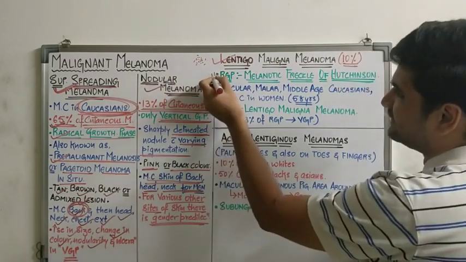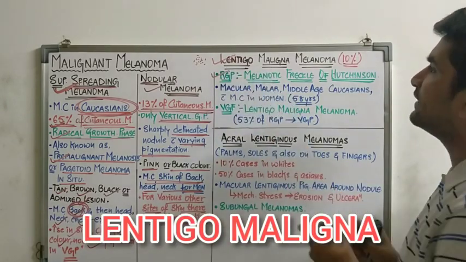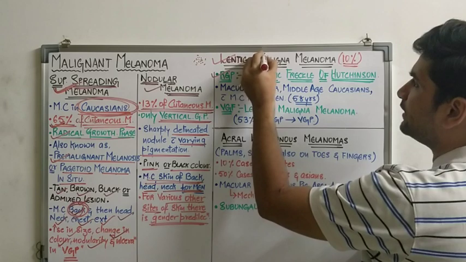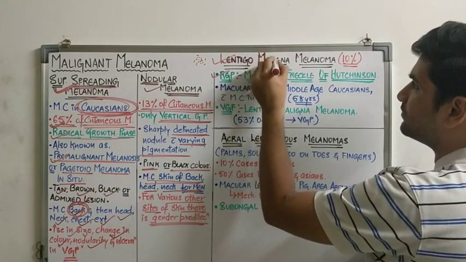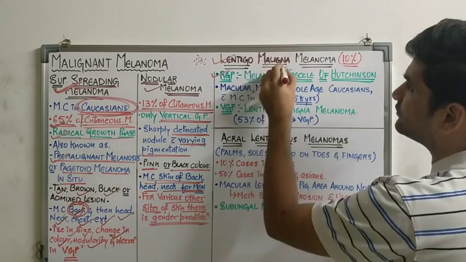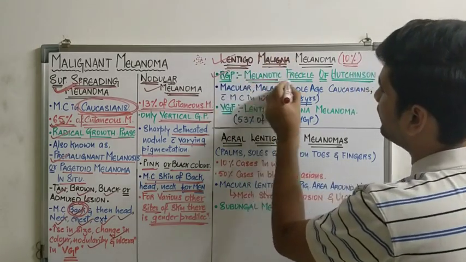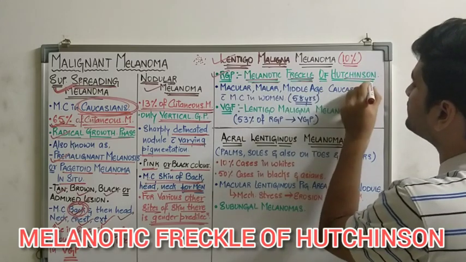So first, in the radical growth phase, they are also known as lentigo maligna. What will you say? Only lentigo maligna. You don't have to add melanoma in this, right? So in radical growth phase, they have two names. First is lentigo maligna, or you can also have melanotic freckle of Hutchinson.